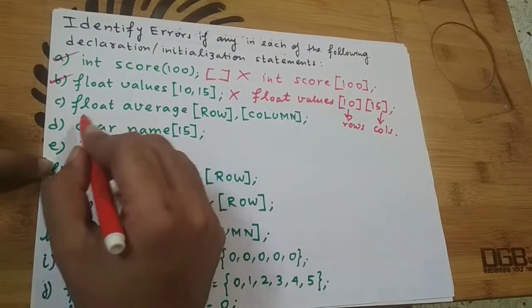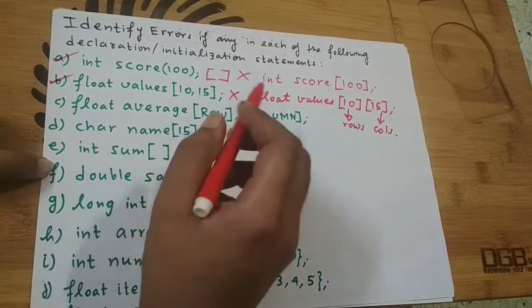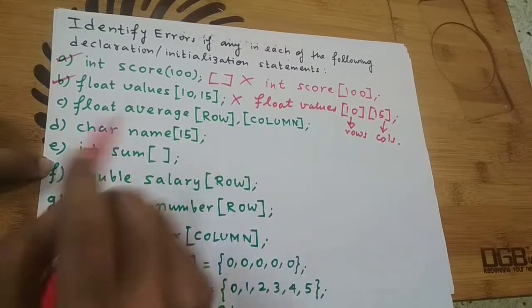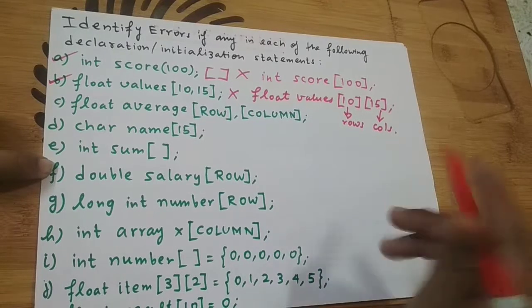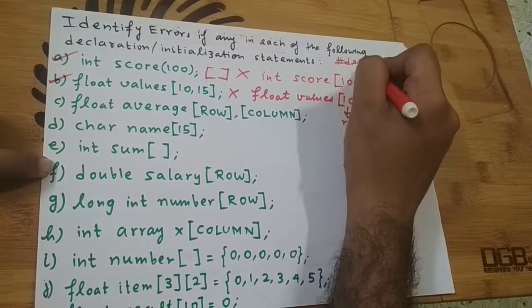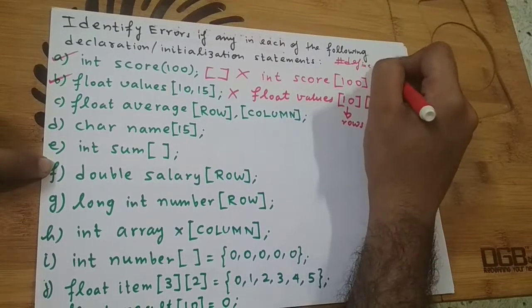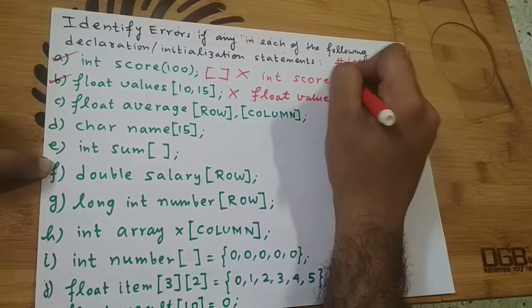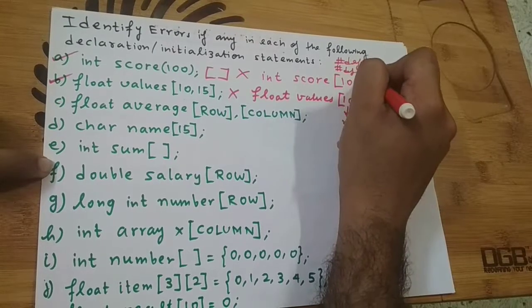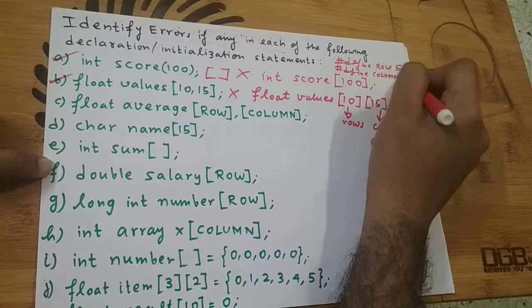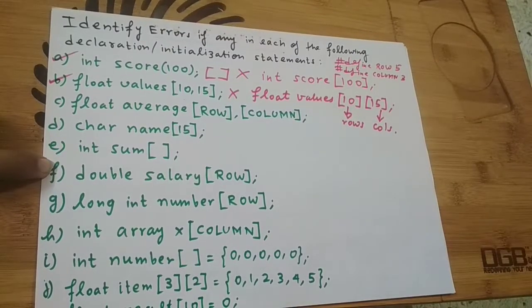Now let's look at number C. Now here, one thing that has not been mentioned in the question is that row and column, these are symbolic constants. That means somewhere above we have two statements, hash define row, let's say 5, and hash define column, let's say 3. Okay, fine.